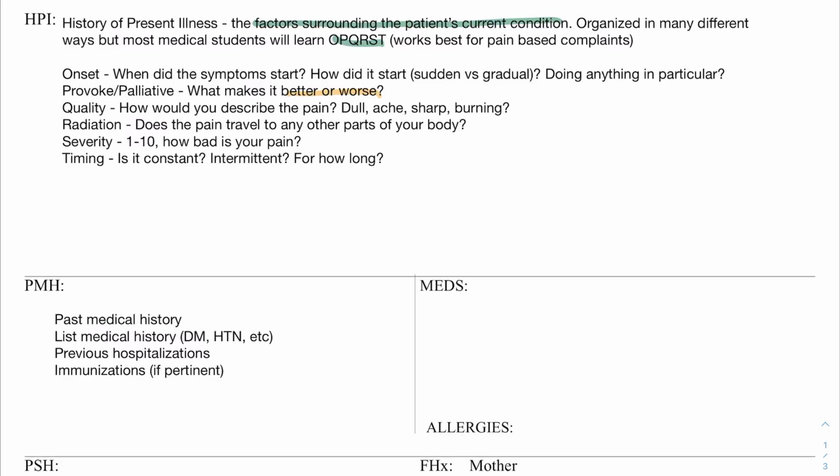Now, the next one is quality. So how do they describe the pain? Is it dull? Is it sharp? Is it achy? Does it burn?